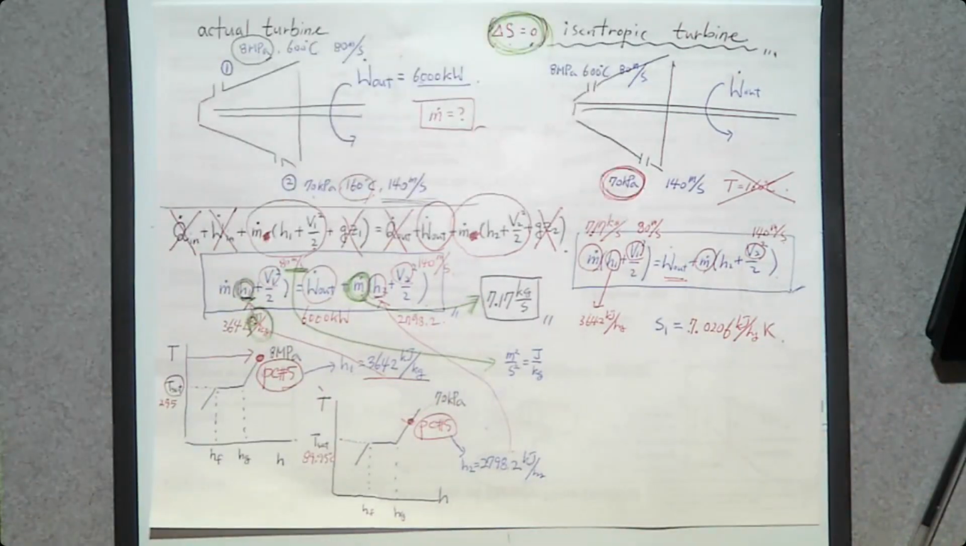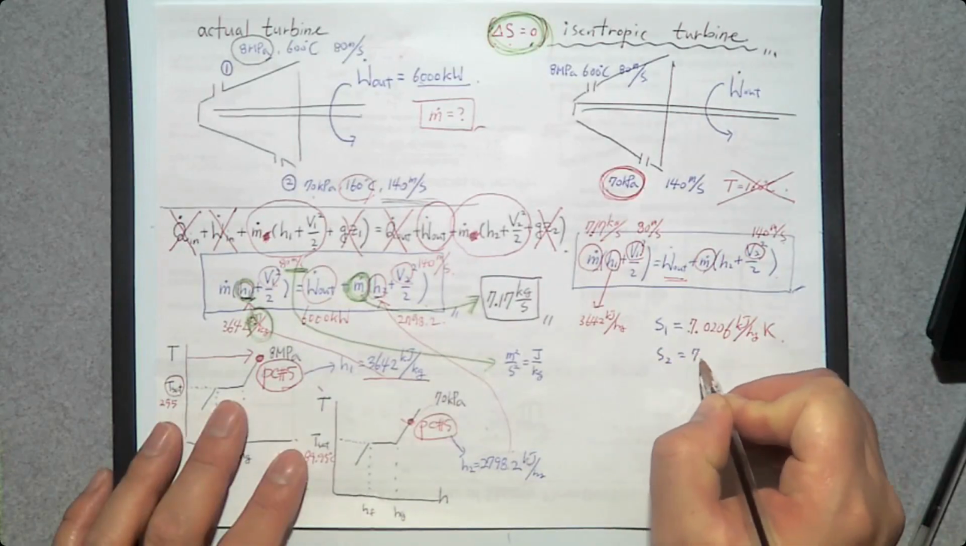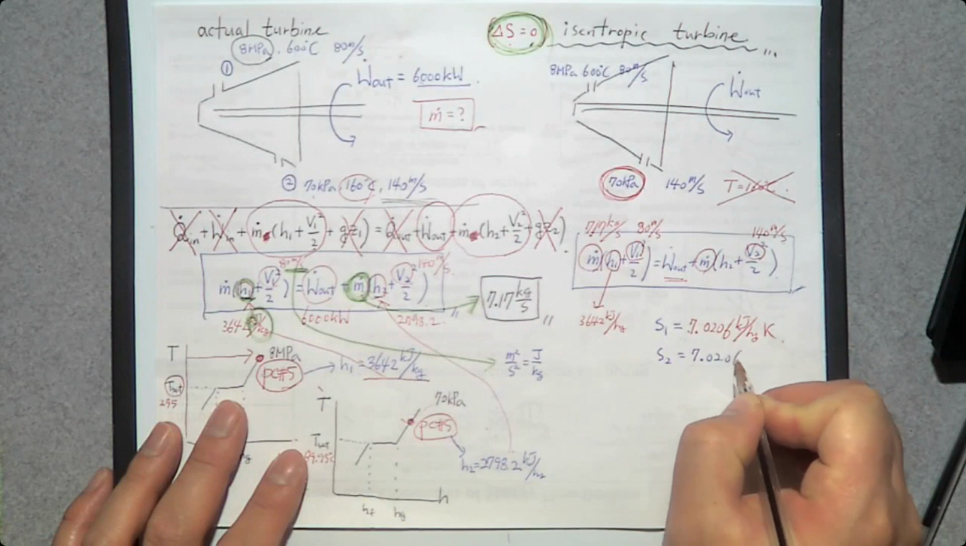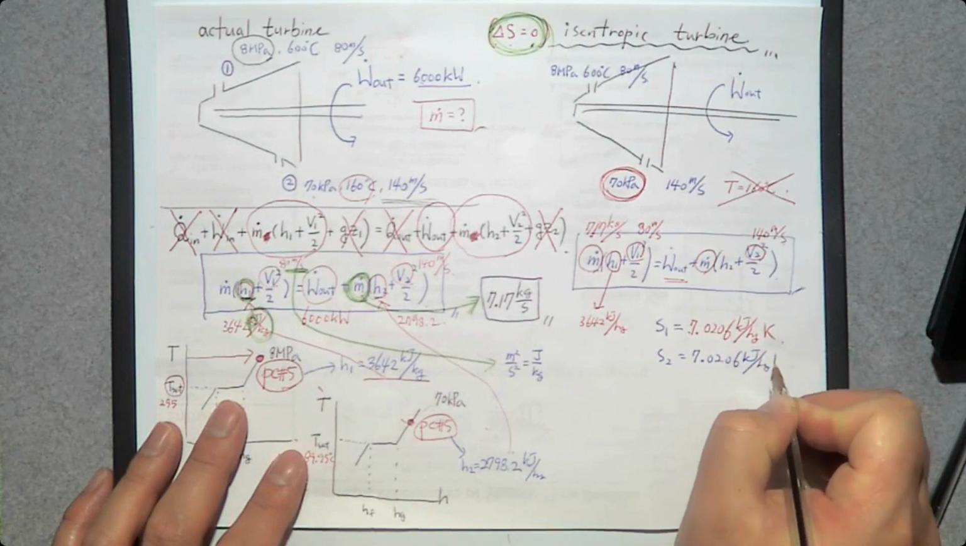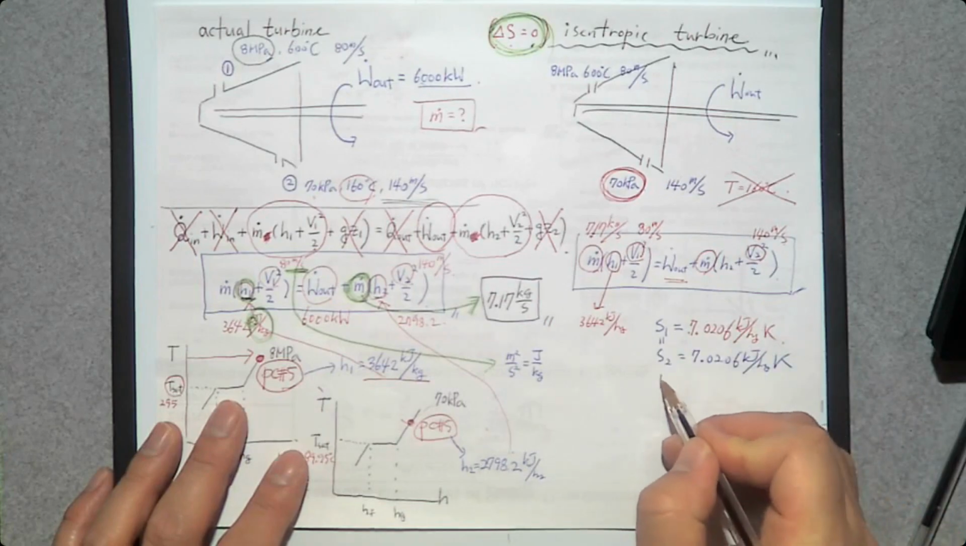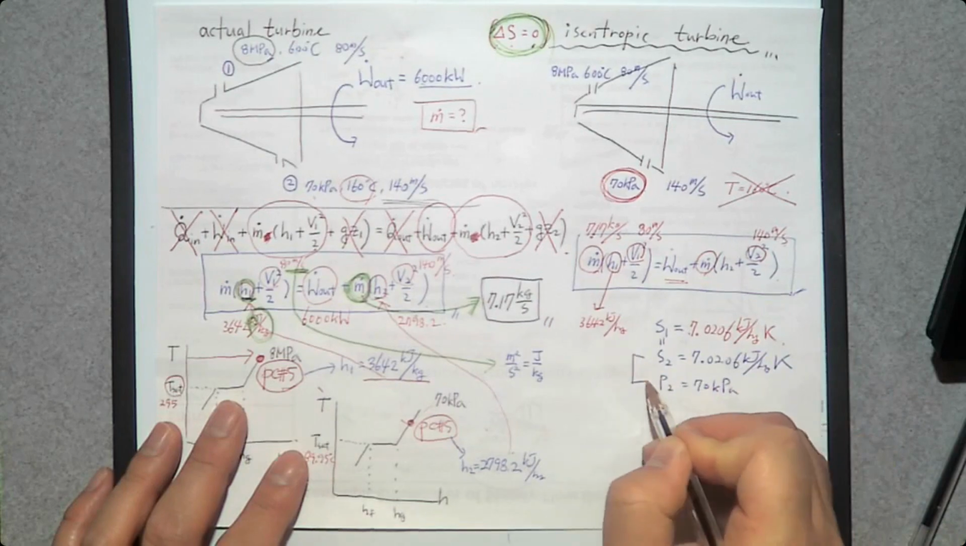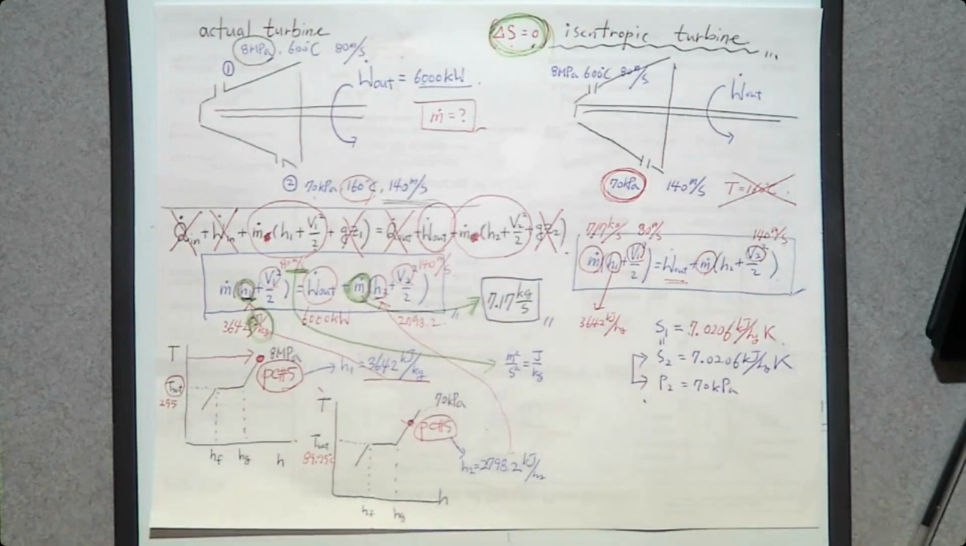Now, since this one is an isentropic turbine, entropy S remains constant between the inlet and the exit. So S2 is going to be 7.0206 kilojoule per kilogram Kelvin. So now we have S2 and pressure P2, which is 70 kilopascal. Now we have two properties. Can you determine H2? Now, yes. Yes, we can. So let's do that.